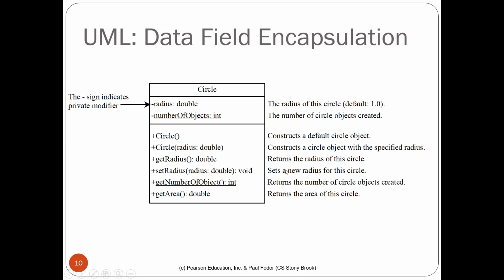What about set radius? Set radius is public, which will change the radius value to some value that the user wants to reset the radius to, and it will simply change the value. It will not return anything, so its return type should be void. How about get number of objects? It will return an integer value, and since it is a static method, it should be underlined. How about get area? It's a public method. Its return type is double. That's it. Okay, then you have the explanations right here.